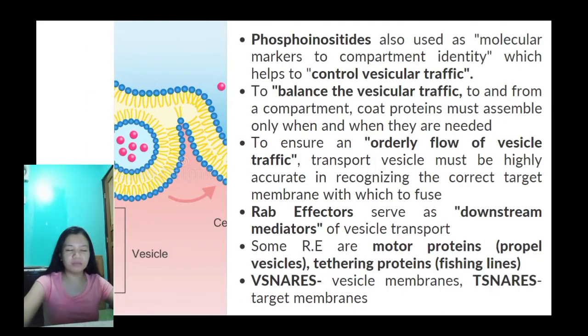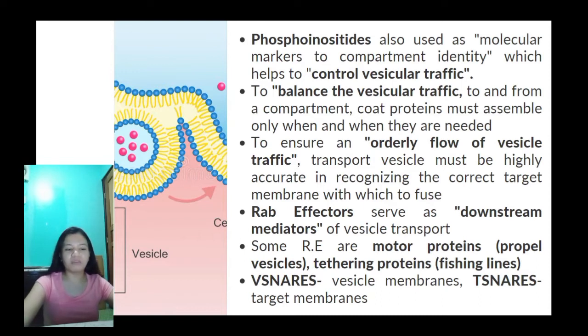So, ang phosphoinositides naman ay ginagamit as molecular markers of compartment identity, which helps to control the vesicular traffic. So, to balance the vesicular traffic from a compartment, yung coat proteins kailangan i-assemble lang kung kailan sila kailangan. And then, to ensure naman the orderly flow of vesicle traffic, yung transport vesicle must be highly accurate in recognizing the correct target membrane kung saan sila mag-fuse. Then, si Rab effectors, sabi dyan, serve as downstream mediators of vesicle transport. Some Rab effectors are motor proteins, which propel vesicles, and yung tethering proteins ay nagsisilbing fishing lines.